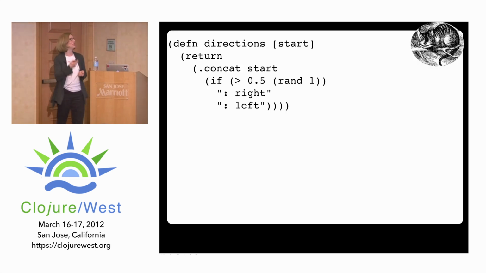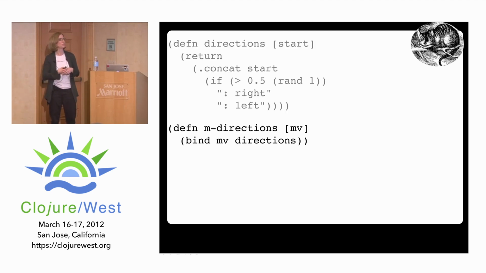So if you have a function like this, which takes a parameter where you are starting, directions. Let's see. It is kind of a silly function, but it'll do for just explaining it. If we had start as a string, we could concatenate that with a random right or left and return that wrapped in a monadic value.